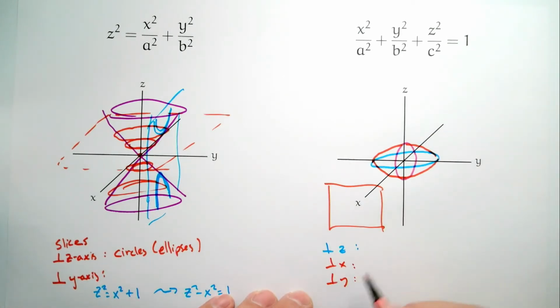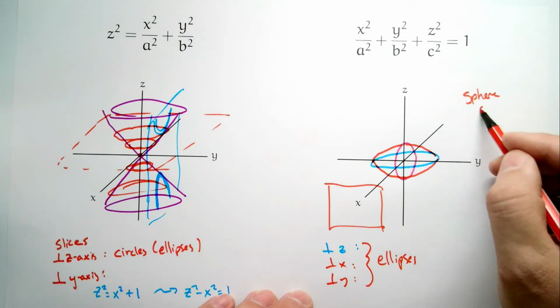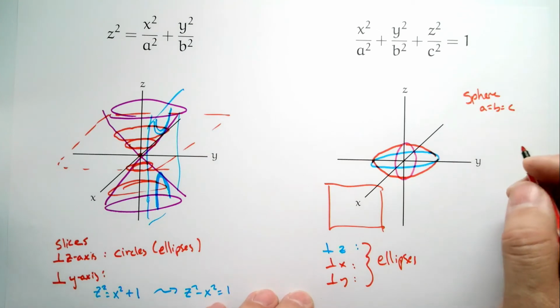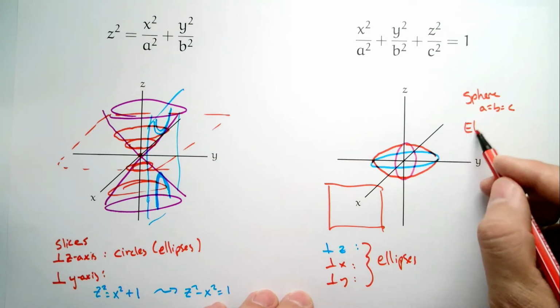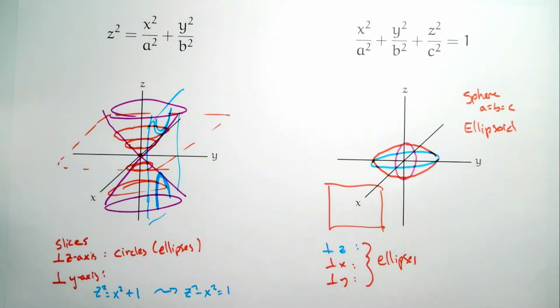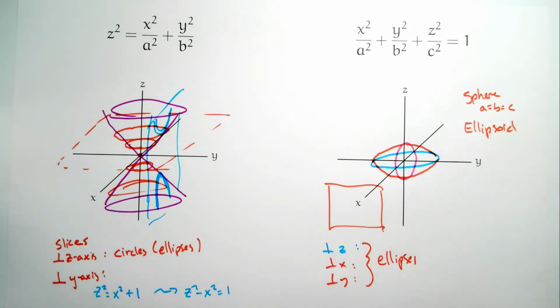Do we have a nice name for it? Yeah, so this would be a sphere, and that would be the case when a, b, and c are all the same. Do we have a name if they're not all the same? An ellipsoid. So you can just think of it, it's like an ellipse, but then it's like oid, ellipsoid. So, all right. So those are going to be some nice surfaces that we'll see later on.